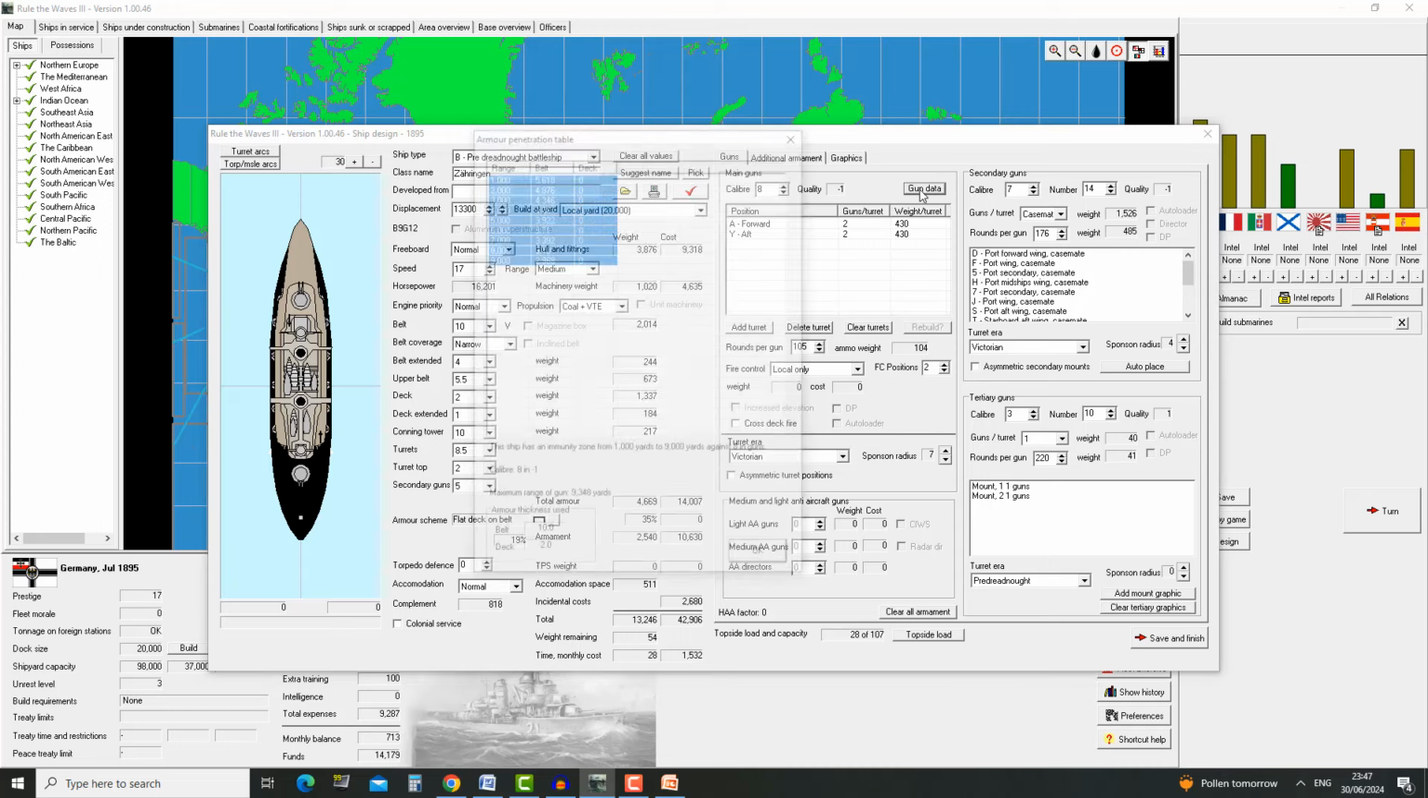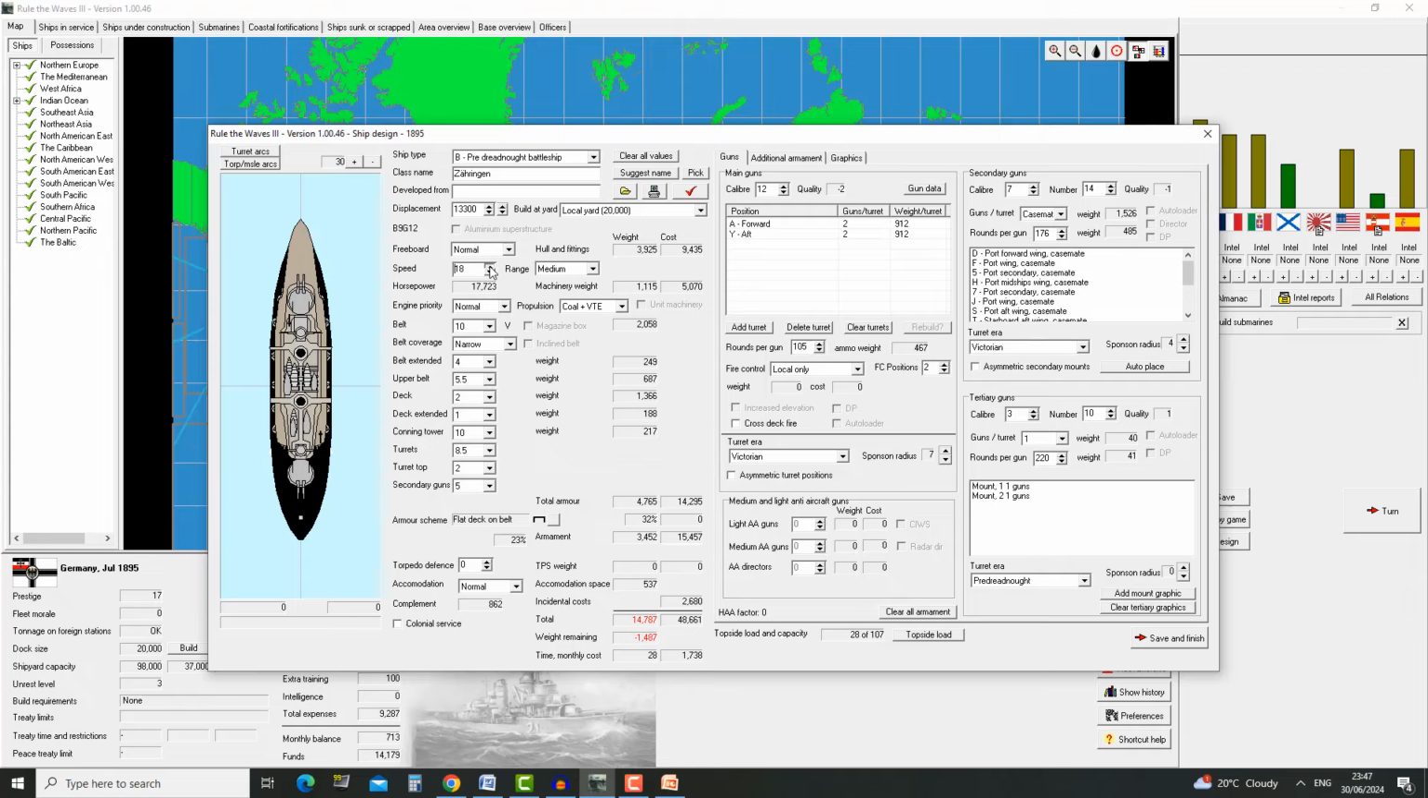So first of all, we need to increase the caliber. We know that we want the 12-inch guns. We don't have the 13-inch ones, just the 12-inch ones, so that is absolutely okay. We also want its speed to be at least 20 knots. We do want the secondaries to be 8 inches, and we want the tertiary guns to be 3 inches. So this is okay. Now, you have a narrow belt. I want a normal belt. That is something that I want. Medium range, freeboard normal, normal accommodation, that is good.